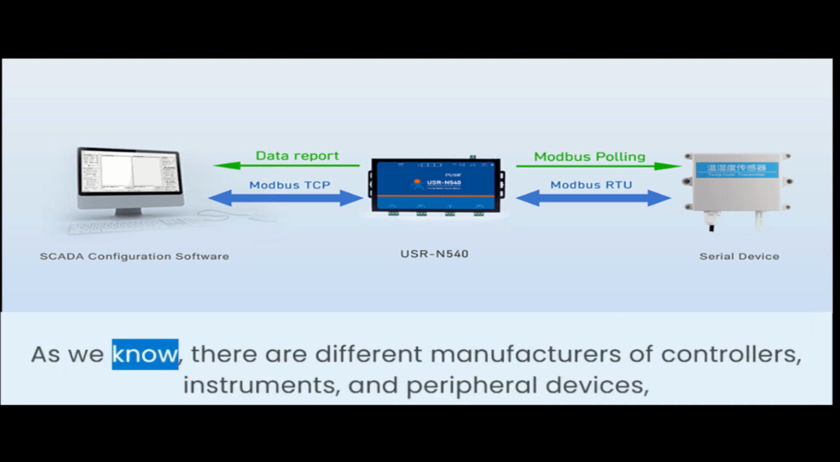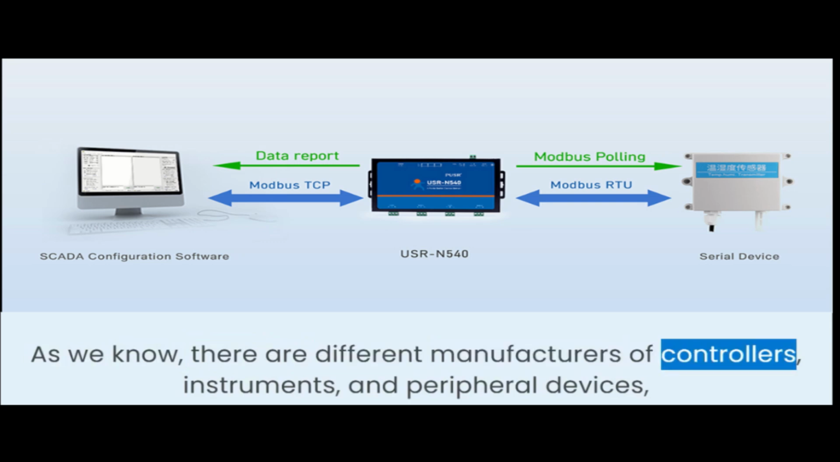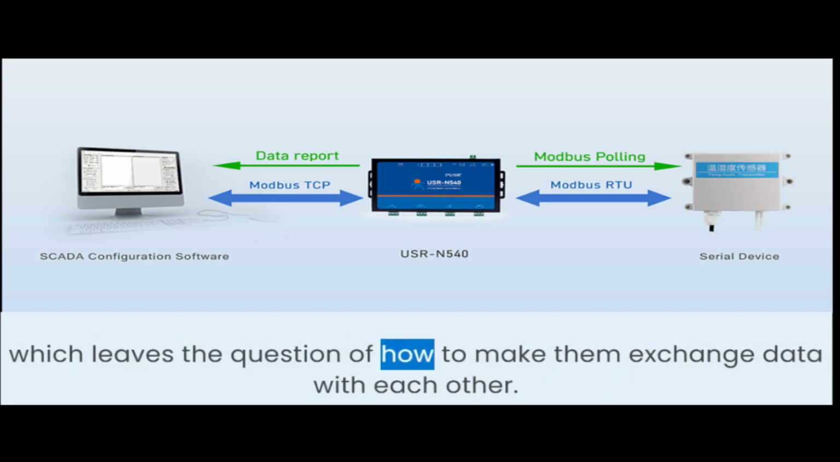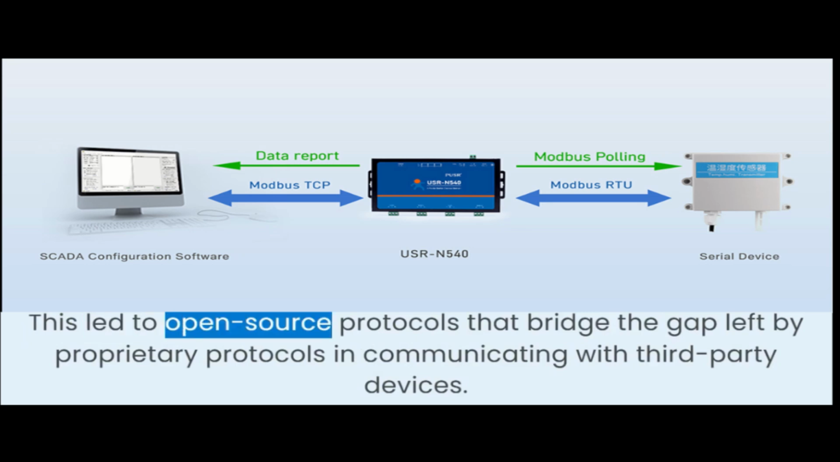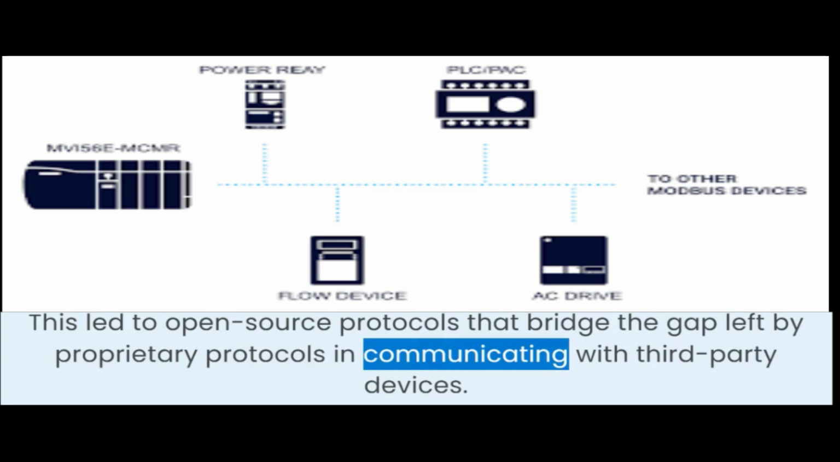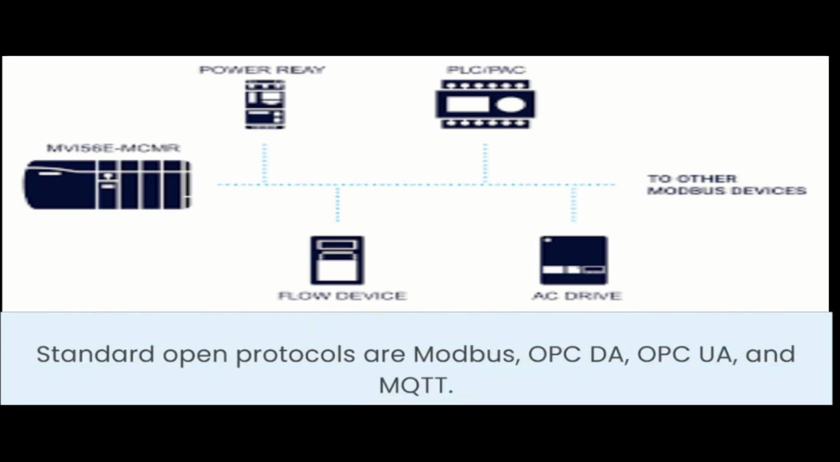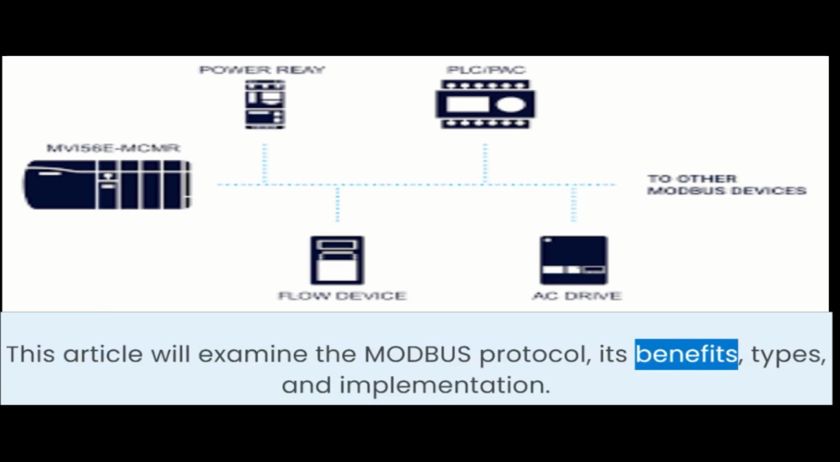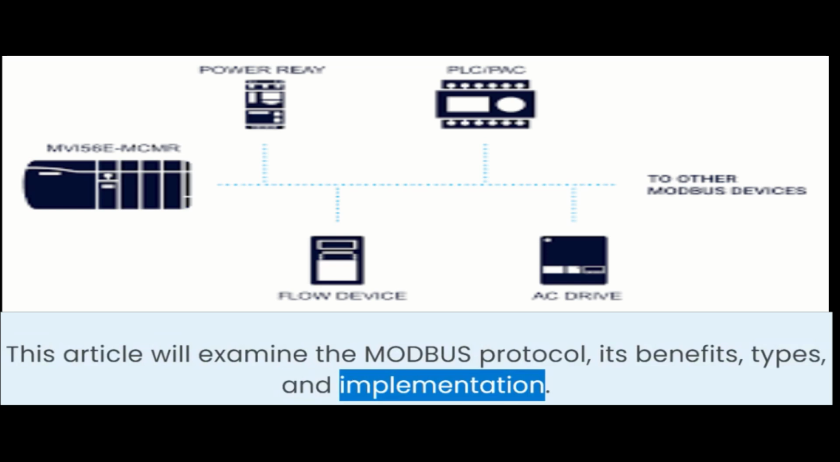As we know, there are different manufacturers of controllers, instruments, and peripheral devices, which leaves the question of how to make them exchange data with each other. This led to open-source protocols that bridge the gap left by proprietary protocols in communicating with third-party devices. Standard open protocols are Modbus, OPC DA, OPC UA, and MQTT. This article will examine the Modbus protocol, its benefits, types, and implementation.